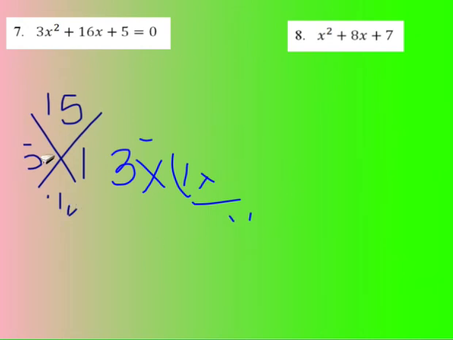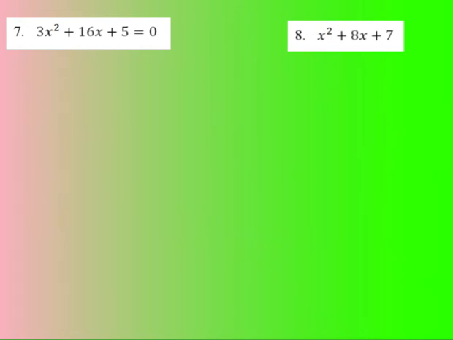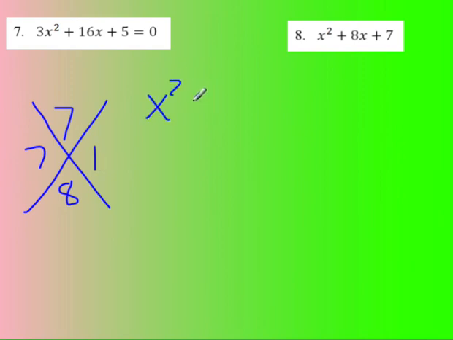Okay, so let's take a look at number 8. So for number 8, we're going to set up our x. So we're multiplying to 7 and adding to 8. Well, that's going to be 7 and 1. So now I'm going to rewrite this out. I'm going to split up my middle term as 7x and 1x plus 7.